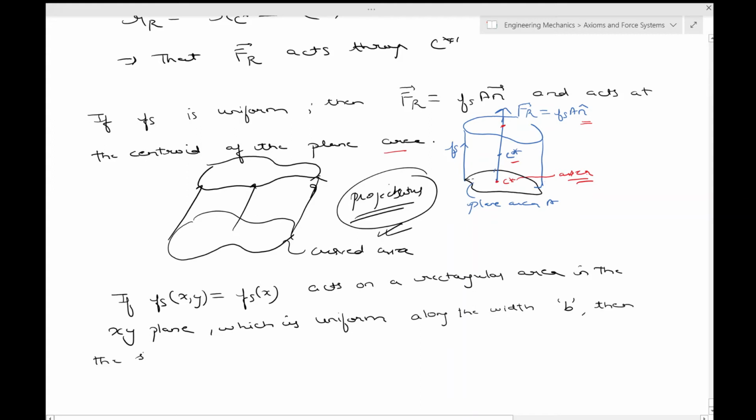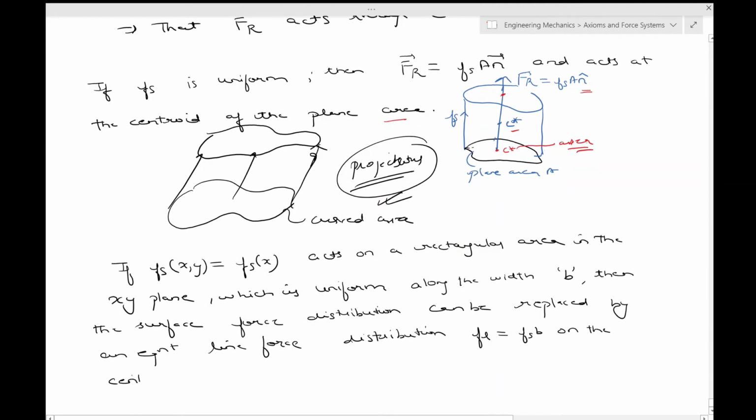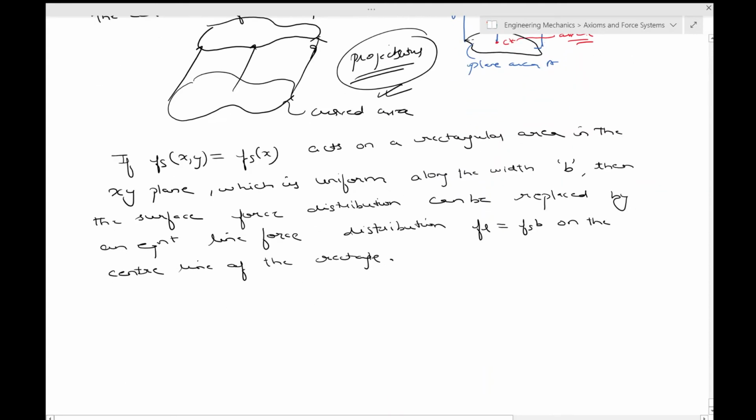Then the surface force distribution can be replaced. I will show how. Okay, can be replaced by an equivalent line force distribution. FL is equal to FS times B on the center line of the rectangle. Okay, so let's just first see how we can show this.